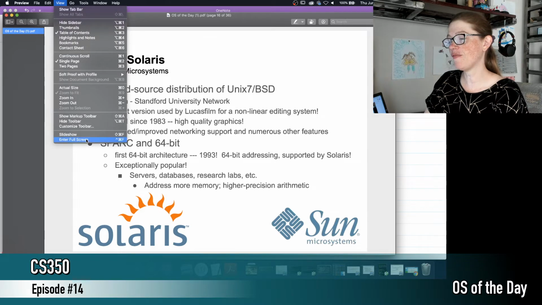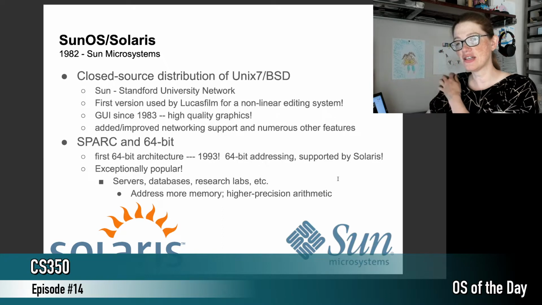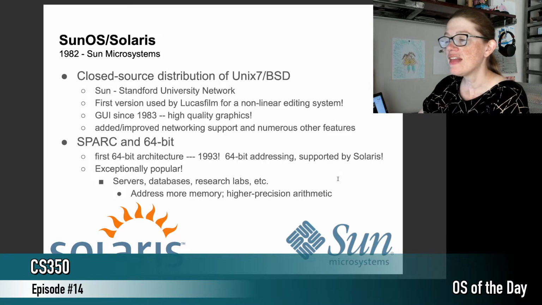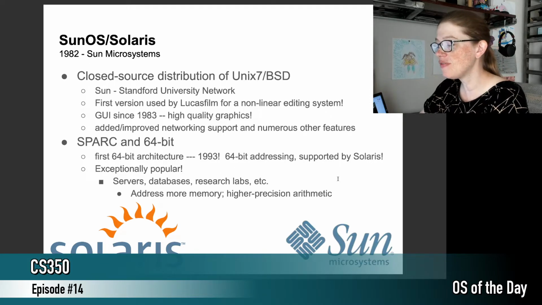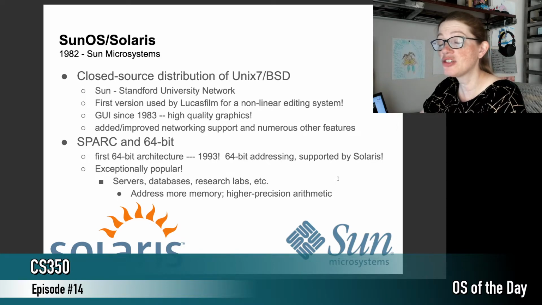Now, this one is a personal favorite of mine. It's SunOS, as it was originally known, or Solaris, as it is known more recently. This was released in 1982, and it's a product of Sun Microsystems. Now, for those of you who see the name Sun Microsystems and think, this sounds familiar, but I don't know why, it's because Sun was one of the biggest companies for computing hardware and software in the world, like IBM or Microsoft, employing, I think, close to 100,000 individuals around the globe, and they are gone. They have been officially acquired by Oracle.